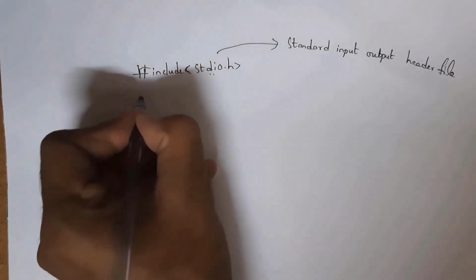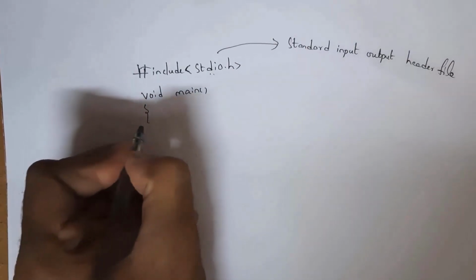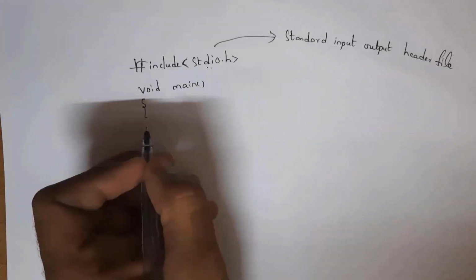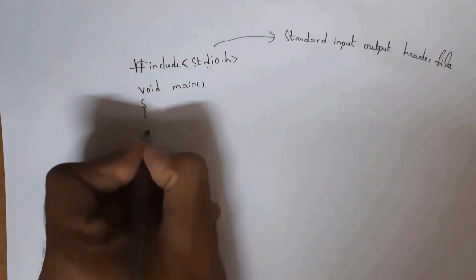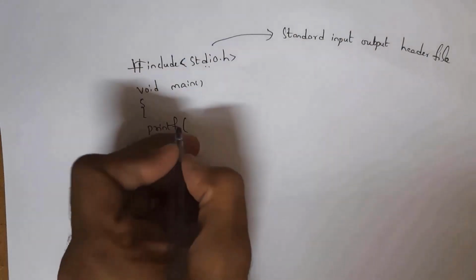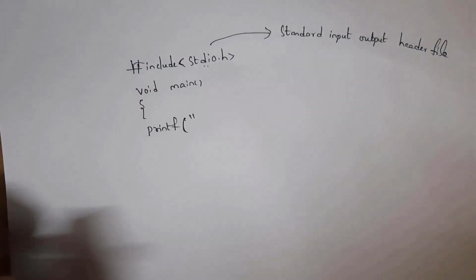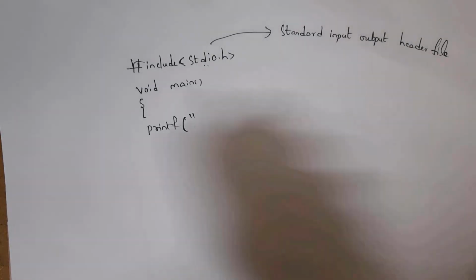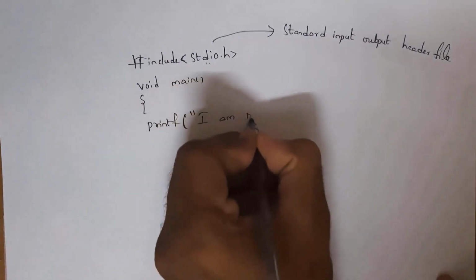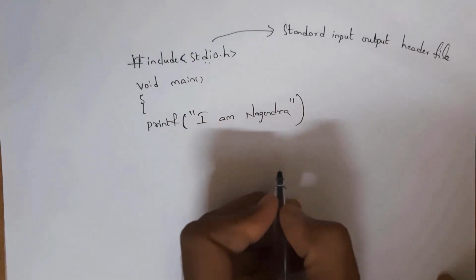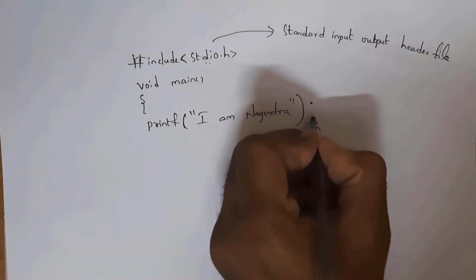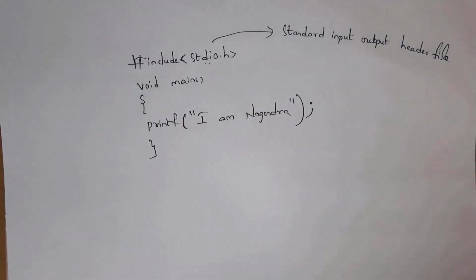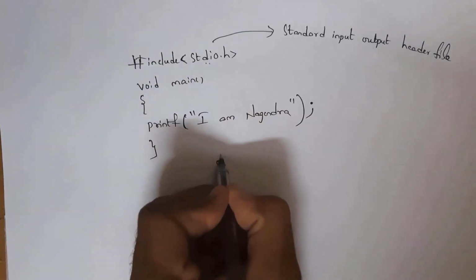After that you need to write void main. We call it the main function. Whatever code you write inside this main function will be executed. So write here void main, open curly bracket, and inside this you need to write printf, where printf stands for print function, open bracket, open double quotations. Whatever text you write inside these double quotations will be displayed on my output screen. For example, I want to print the text I am Nagendra. So inside double quotations I write I am Nagendra, then close double quotations and close bracket. Definitely you need to give a semicolon, otherwise it will display an error. Then close the curly bracket. Whenever you execute this program, you will get the output I am Nagendra.